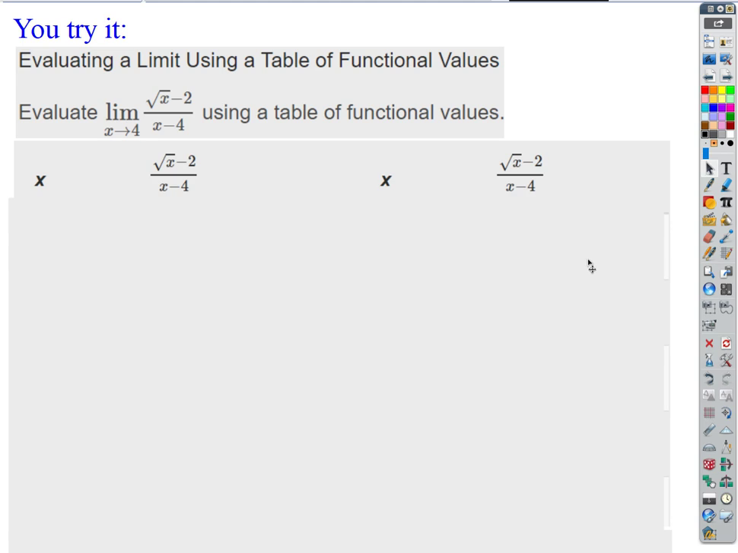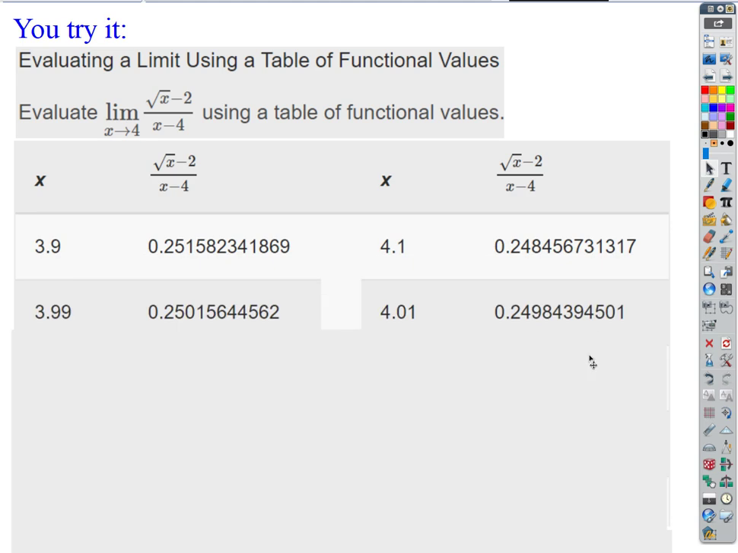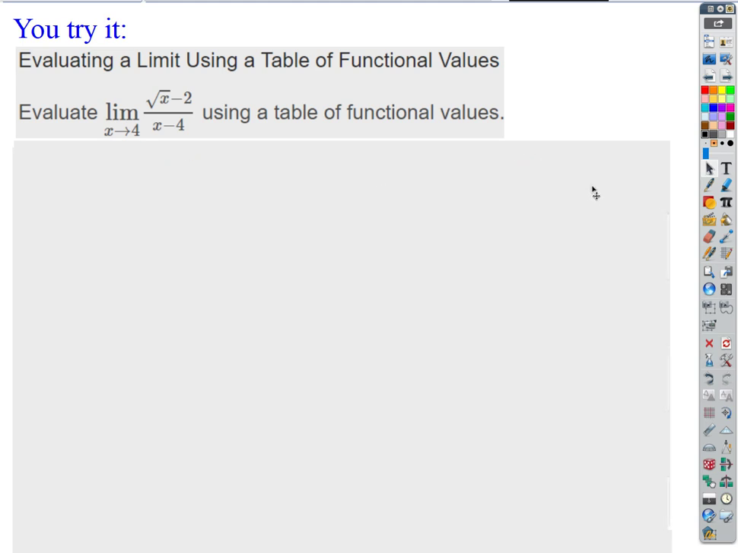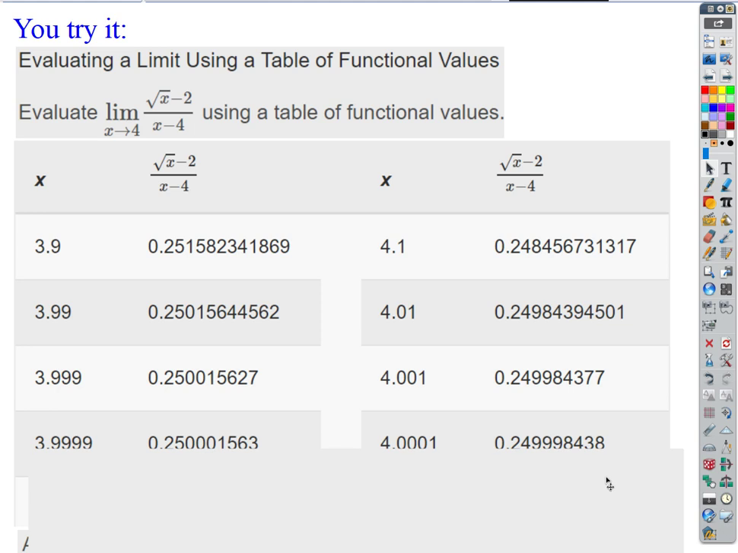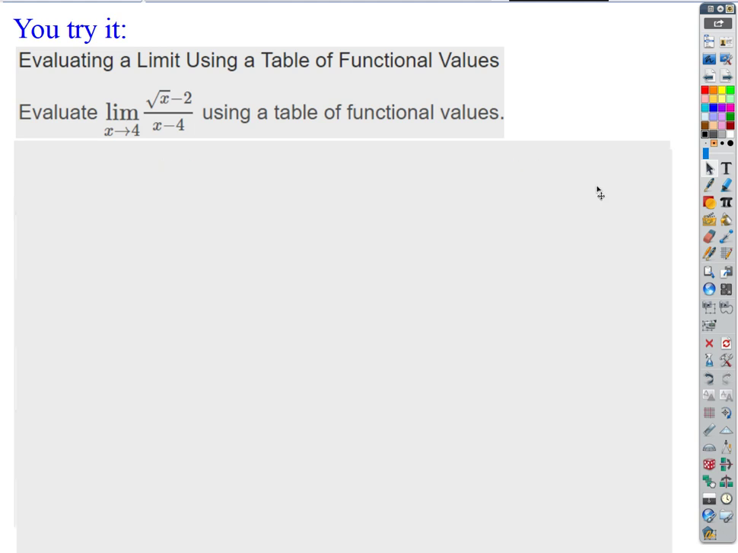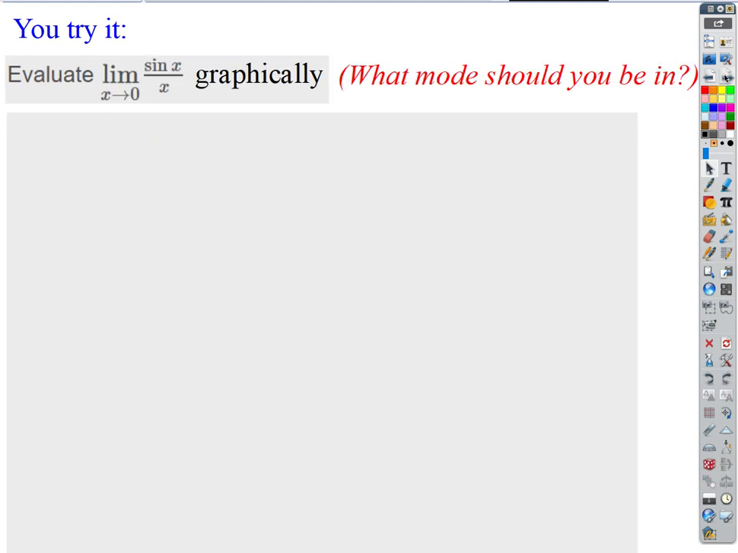Maybe I can skip this. This might be overkill. We'll come back to this later if we want it. Just another example using a table. But you guys, I think you probably get that. Okay. Let's try this one on Desmos.